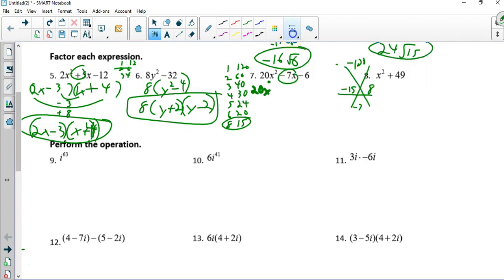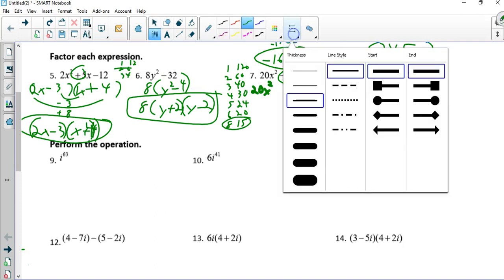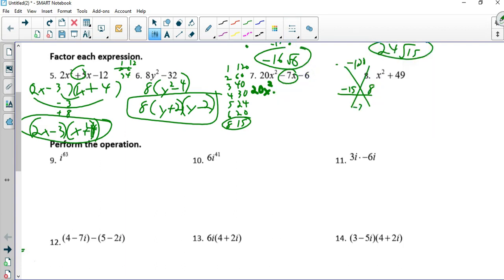Sorry, technical issues. 20x. Try this again. 20x squared. Sorry, I have some technical issues.